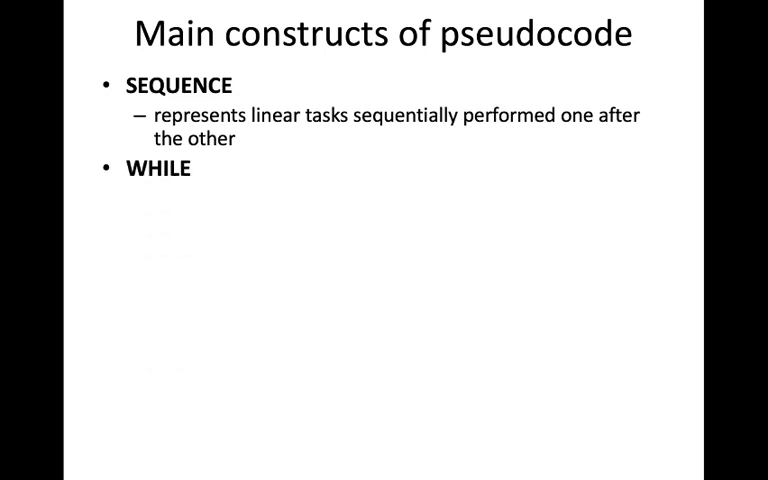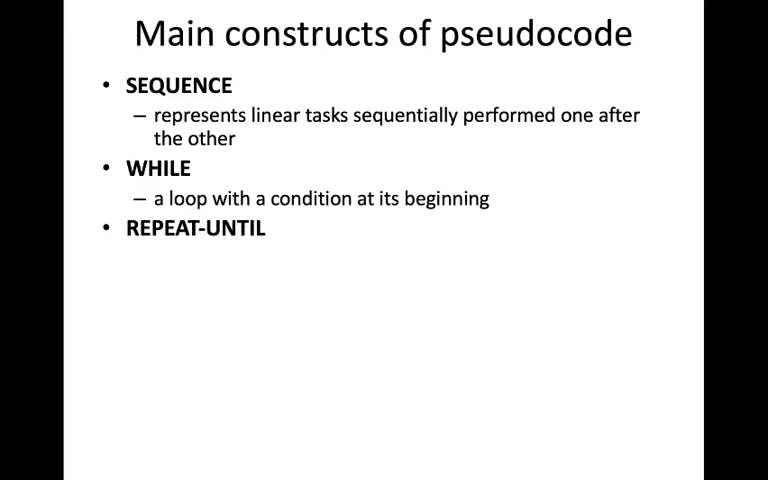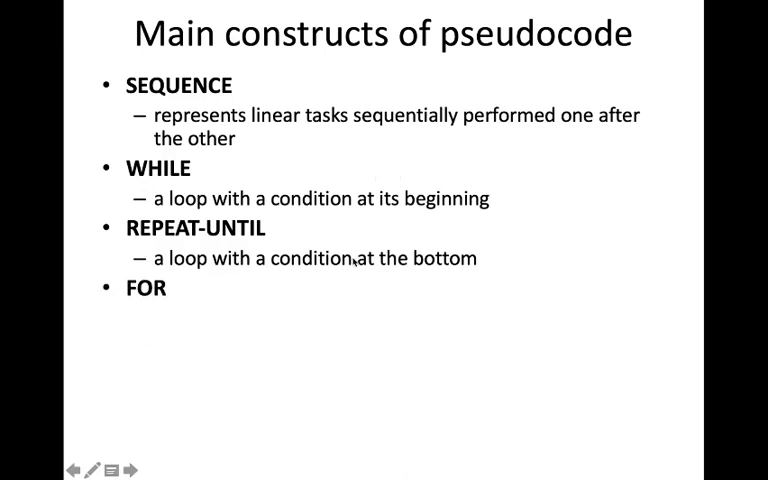Then we have the while construct. We will see in detail how to write sequence statements and the rest. So there is a while construct in pseudocode. It is a loop with a condition at its beginning. So if we give some condition for a loop at the beginning, then it is known as the while construct. Then there is another construct called repeat until. It is also a loop, but here the condition is at the bottom. We will see what's the difference between while and repeat until. Then for, it is also another way of looping.